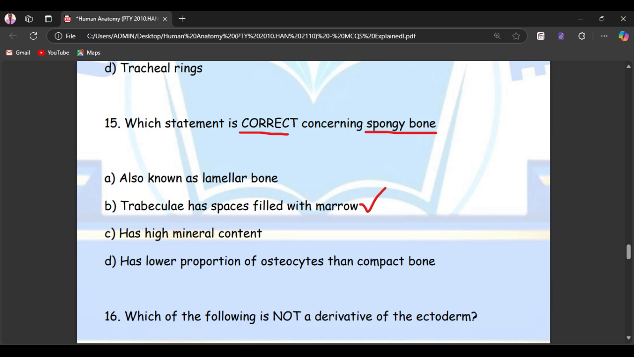So spongy bone contains trabeculae, and the trabeculae have spaces that hold bone marrow. Lamellar bone is not the same as spongy bone. And spongy bone has a lower mineral content and a higher osteocyte proportion compared to the compact bone.